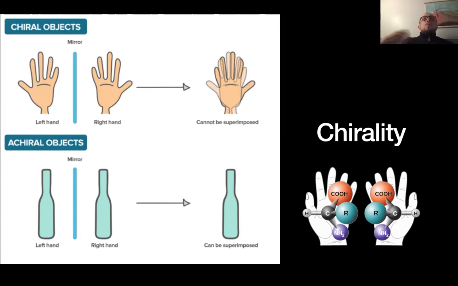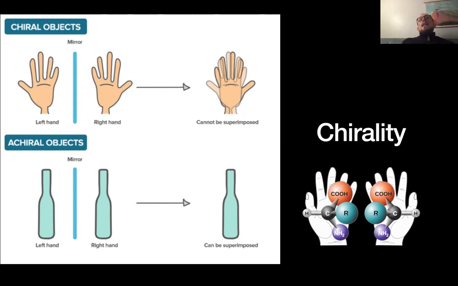There are other objects which don't have this property. For example, the bottle on the bottom left. If you take a mirror image of that bottle and superimpose it, they match exactly. But hands, your left and right, do not do that. Certain chemicals have that chiral property where they cannot be superimposed on their mirror image, and amino acids are one of them. There you can see on the bottom right an example of a left-handed and a right-handed amino acid.